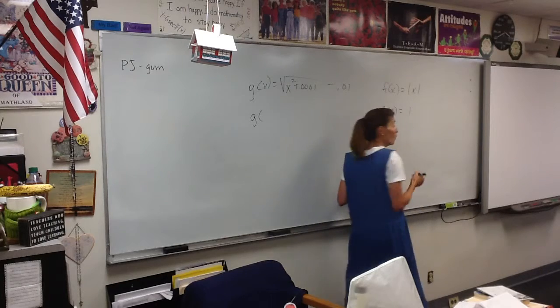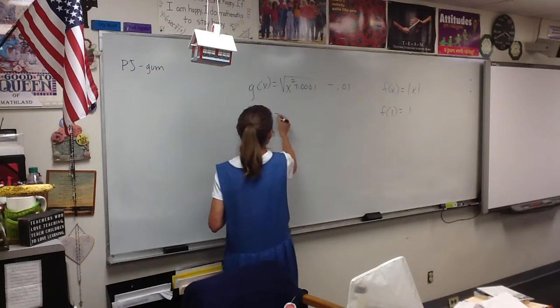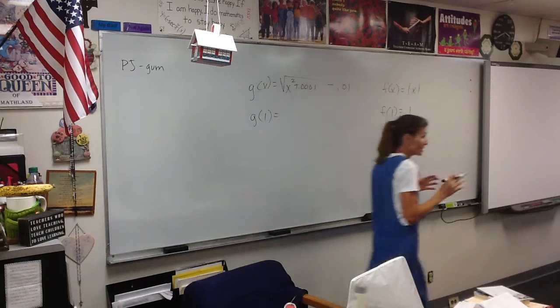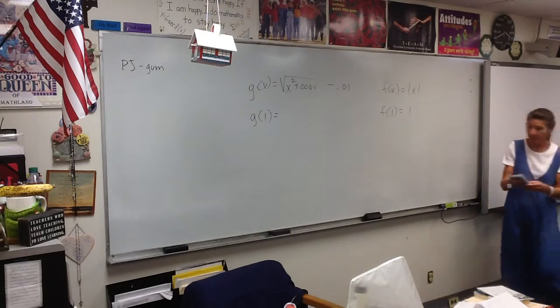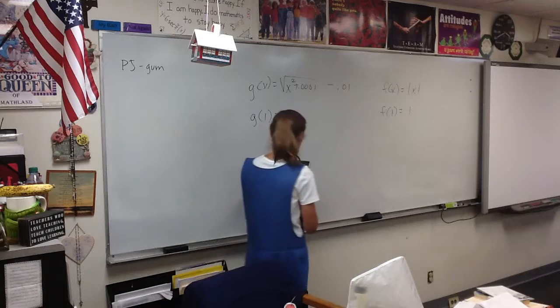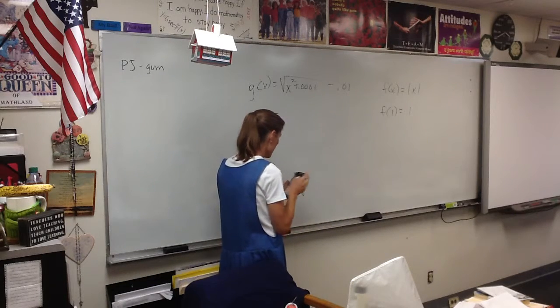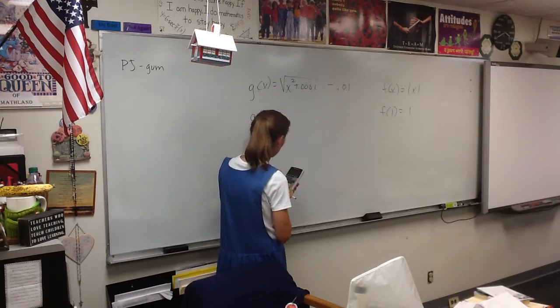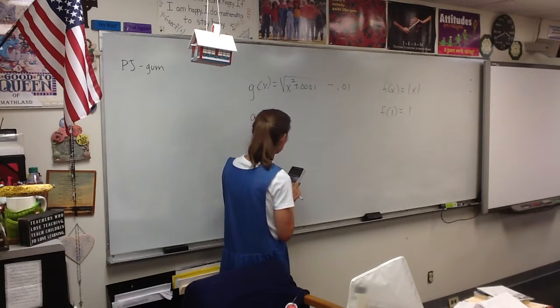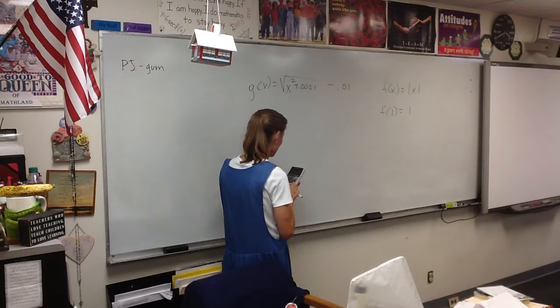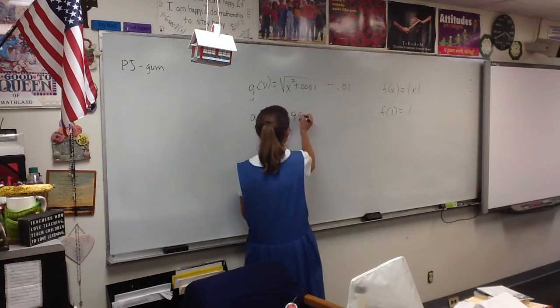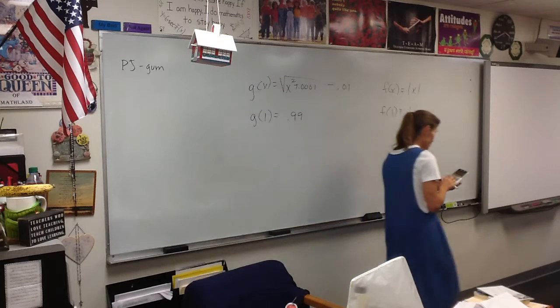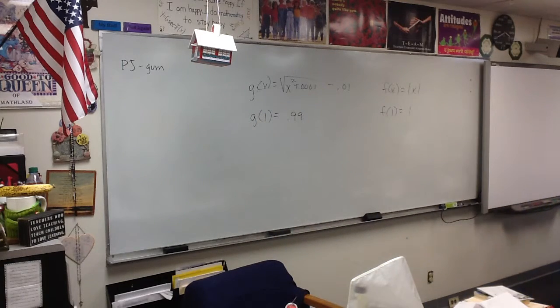So if I put in 1, I get 1. What do I get over here if I put in 1? I shouldn't get 1. I hope I don't get 1. Let's see what I get if I put in 1. Just stick it straight into the function. So that would be 1 plus 0.0001 minus 0.01. Okay, I got 0.99. So if this were the absolute value function, I would have gotten 1. I didn't, so it's not the absolute value function, even though it looks like it is.